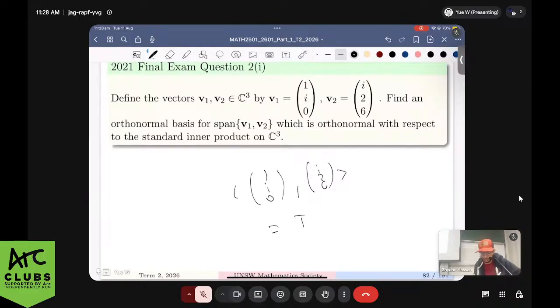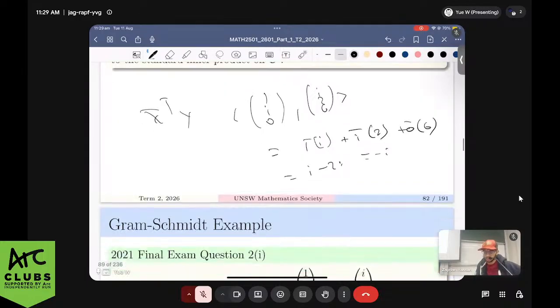Well, that just looks strange. I could write it as 1 conjugate times i plus i conjugate times 2 plus 0 conjugate times 6. But you wouldn't really write this in an exam. You just skip to 1 times i minus i times 2 plus 0. So keep in mind x conjugate transpose y, which just means you conjugate the first vector and take a normal dot product with the other one. So you have to conjugate the first one.